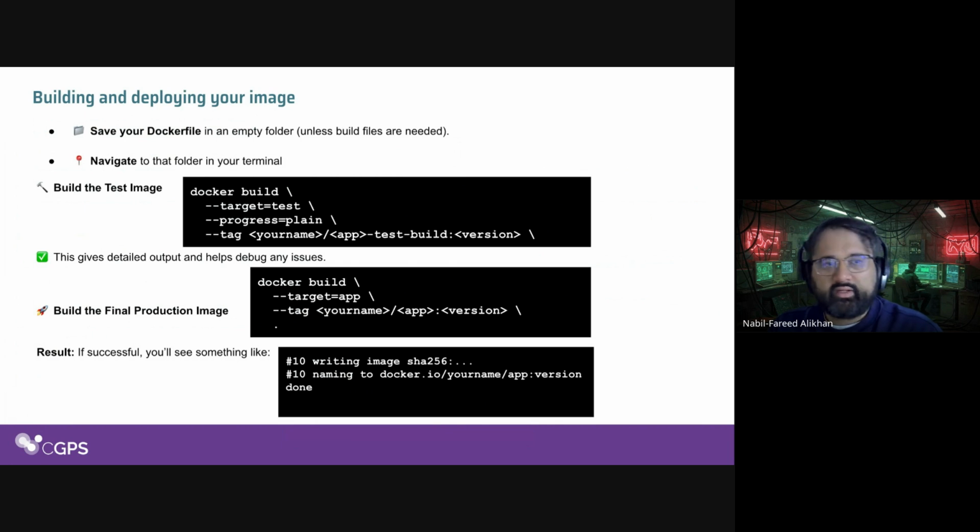So if you run that, it'll build a test image and give you more information. Then if that's fine, you can do a final build of docker build. Target is the app that you want, so that's the image name you want, and then the tag that you want. And then at the end, there's a little dot, which indicates the path, which is the current working directory. So if you're successful, it says writing image, naming whatever, done.